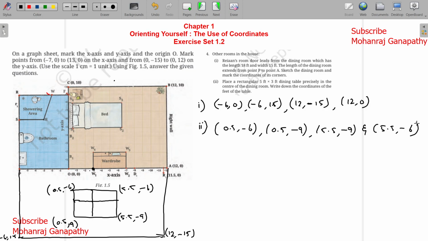Write down the coordinates of the feet of the table. Okay. With this, exercise 1.2 is completed. If you have any doubt, mention in the comment section. We will discuss in next class.